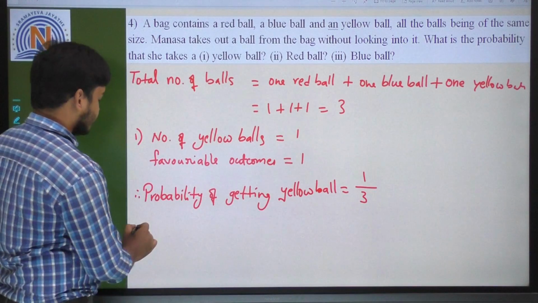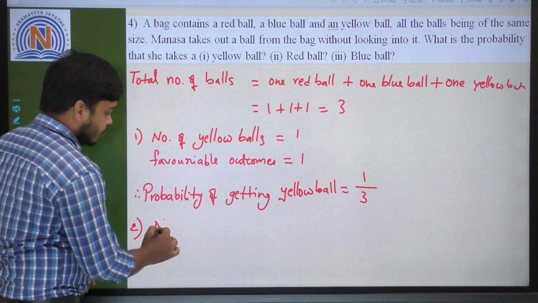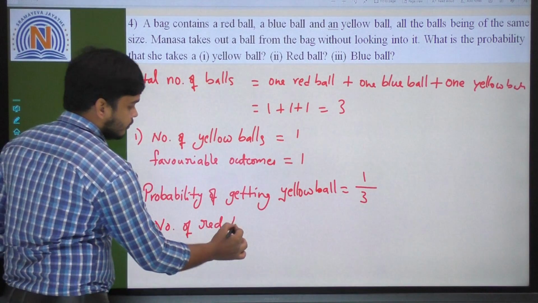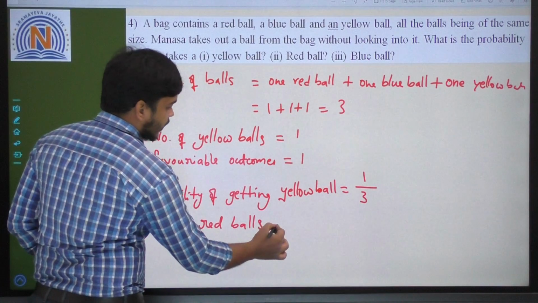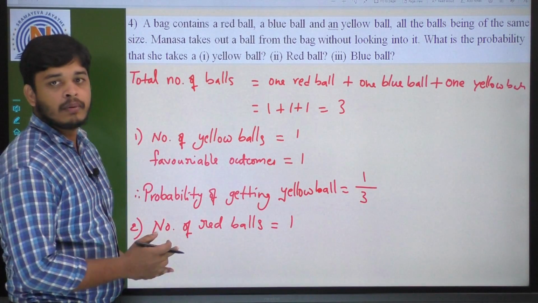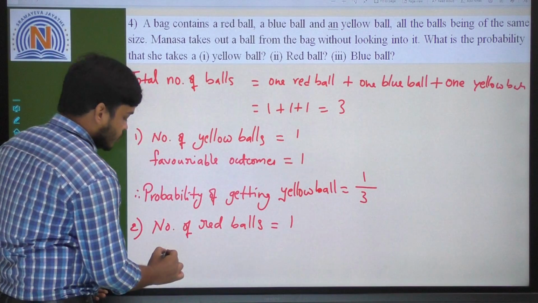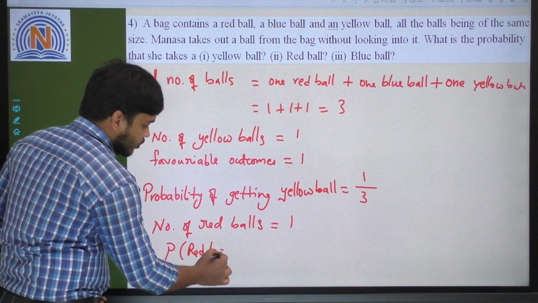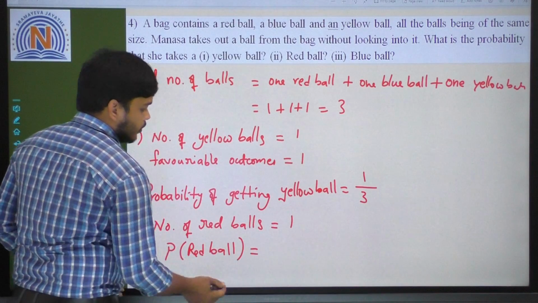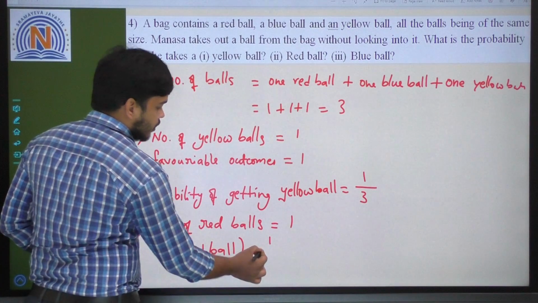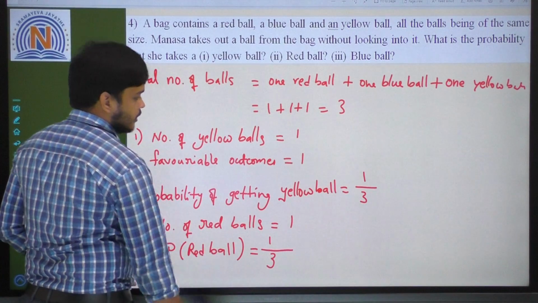Now the second one, number of red balls. How many are there? Only 1 is there. So favorable outcomes also 1. What is the probability of getting a red ball? So probability of getting red ball is equals to favorable outcomes by possible outcomes. Favorable outcomes is 1 by possible outcomes is 3.